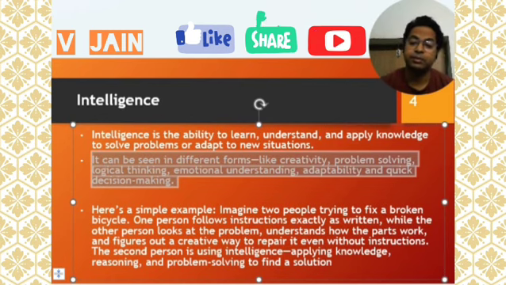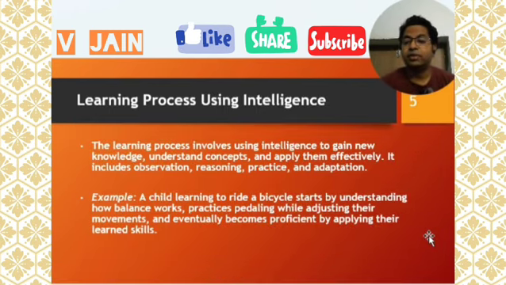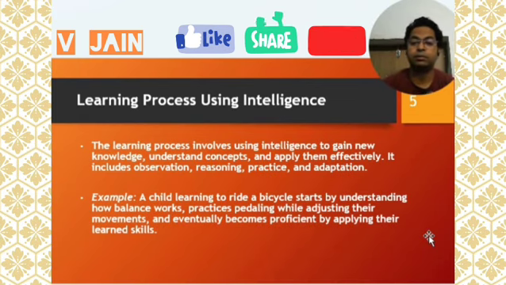The learning process involves using intelligence to gain new knowledge, understand concepts, and apply them effectively. Learning means using your brain to understand new ideas and use them in real life. It includes observation, reasoning, practice, and adaptation. You learn by watching, thinking, practicing, and adjusting.